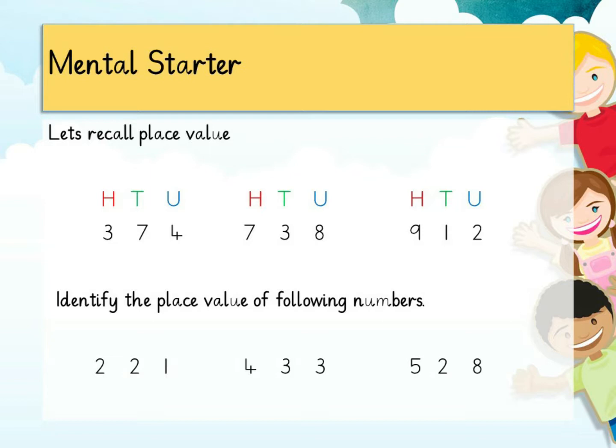Alright children, I can help you this way, that within the second row, each digit of the given number falls under the relevant place value given at the top, like 221, 1 at unit place, 2 at tens place, and again 2 at hundreds place. As you know that while reading the place value chart, we always move from right towards left. In the same way, you will identify the place values for 433 and 528.